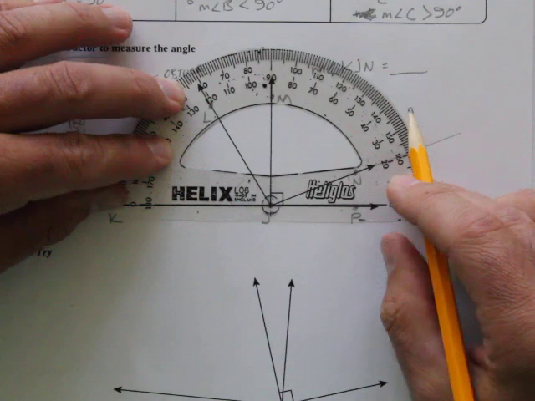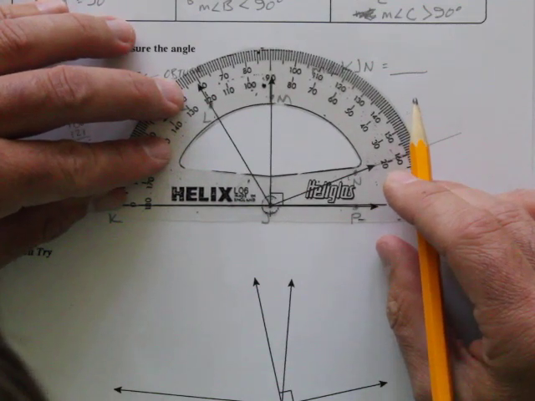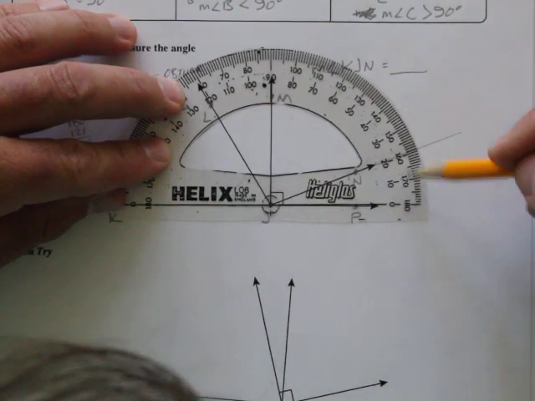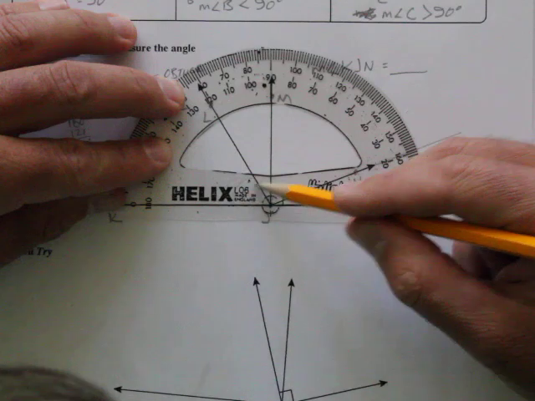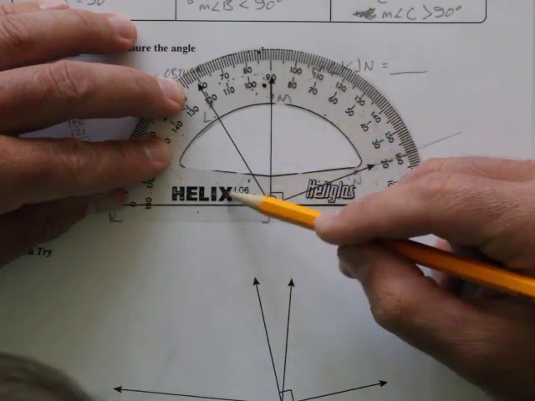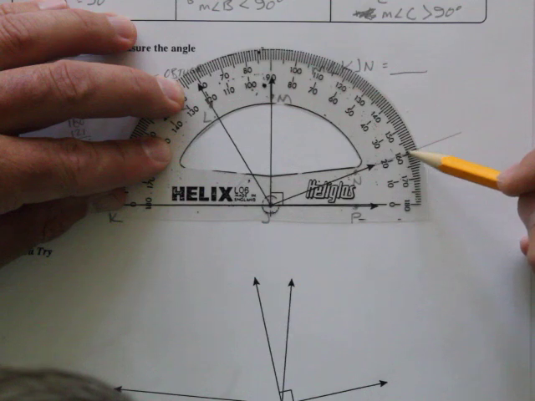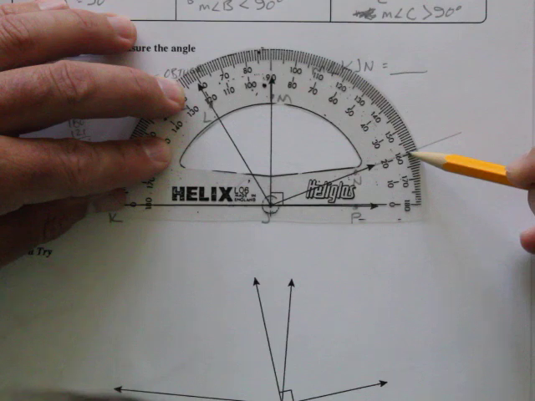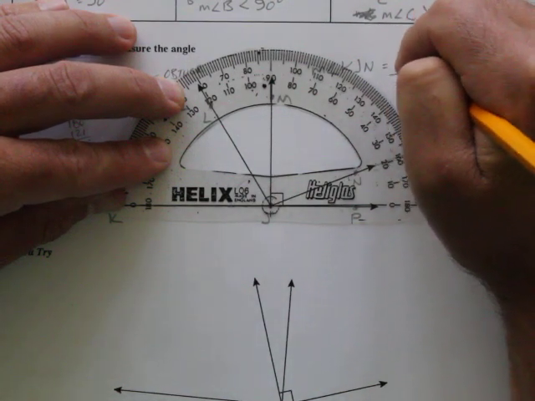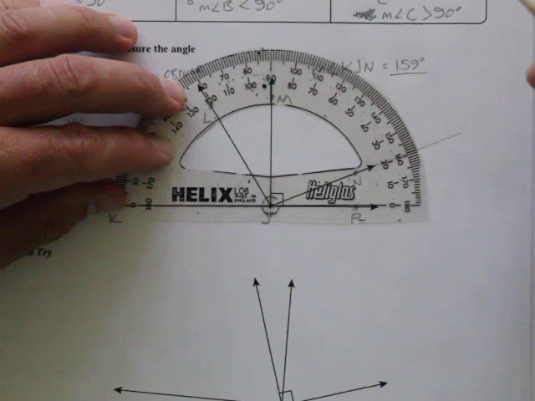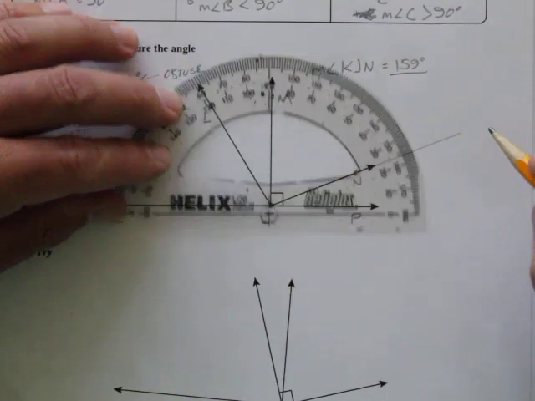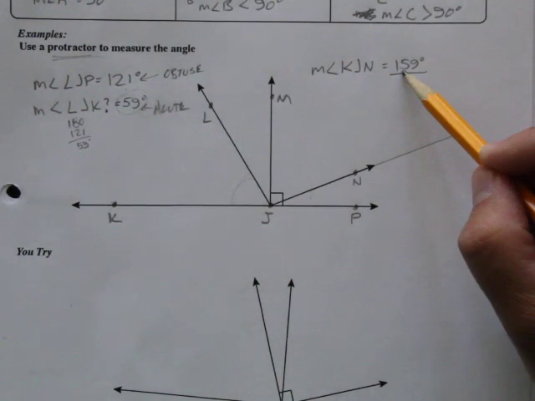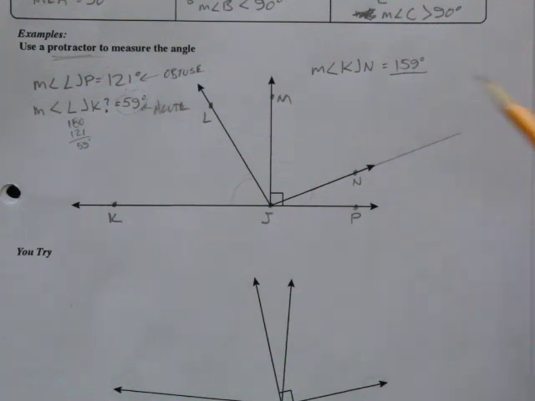Okay, KJN is, I've got to decide, do I look at the smaller numbers or the larger numbers? Since I'm looking at this obtuse angle, which is much larger than 90 degrees, I'm going to be looking at the bigger numbers. So I go 140, 150, 159, 159 degrees. So that's just one less than 160. And this, since it's greater than 90 degrees, is an obtuse angle.